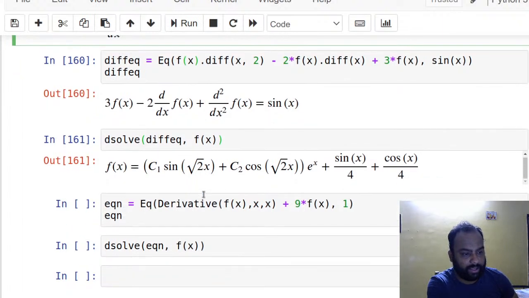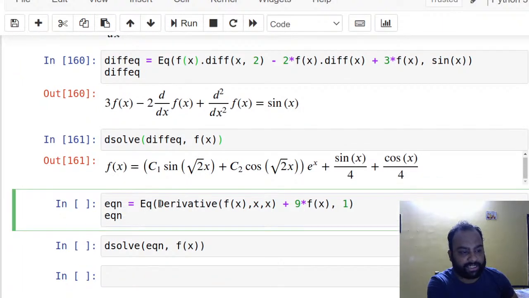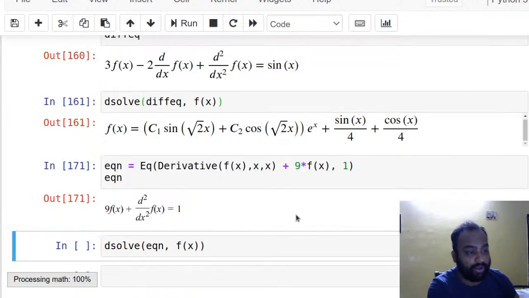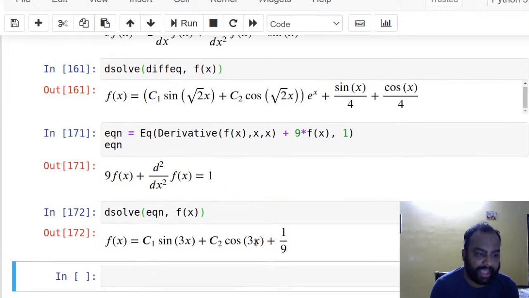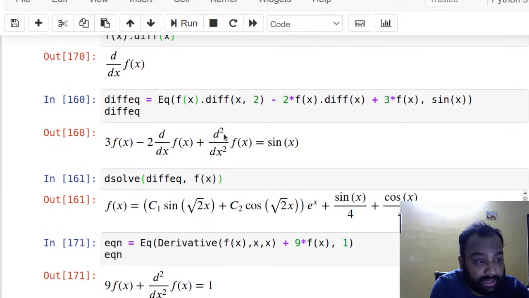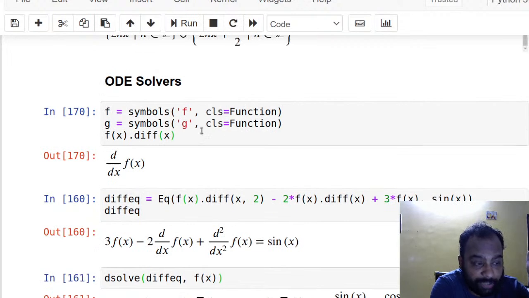Again, let's write down another differential equation. We are differentiating f(x) with respect to x twice, and this is the differential equation. This is essentially d2f/dx2 plus 9f(x) equals 1. And if I want to solve it, that's the solution. Again, it's a second order differential equation, and as such, the solution has arbitrary constants. So if you want to define an arbitrary function, you want to use that expression.